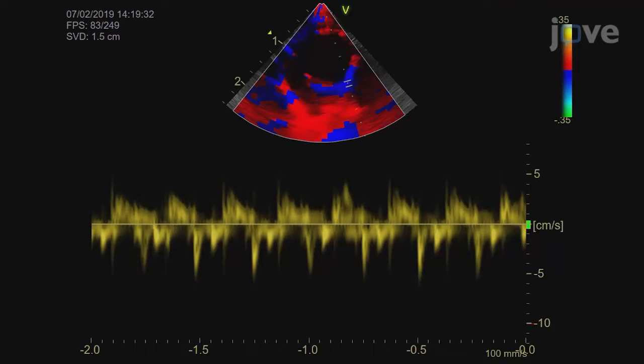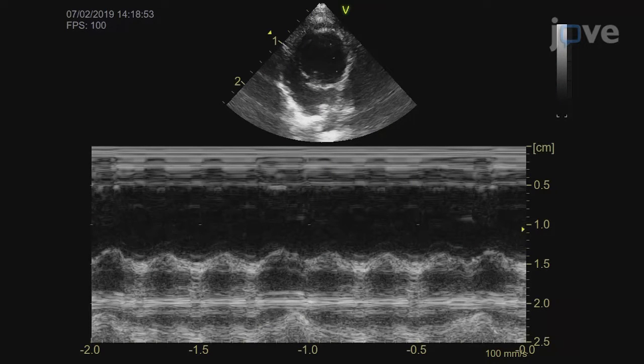Add a continuous wave Doppler image at the mitral valve, and obtain a spectral pulsed tissue Doppler image at the mitral annulus. Record an M-mode image of the mitral annulus to obtain a mitral annular plane systolic excursion measurement.